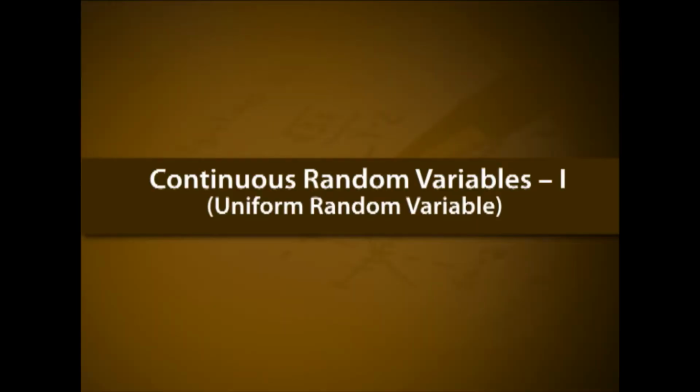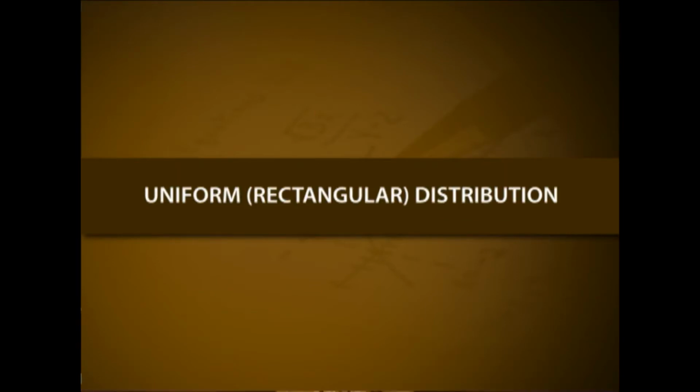Welcome back. In this module, we will discuss continuous random variable part 1, uniform random variable. Uniform or rectangular distribution. A random variable x is said to follow the uniform distribution of the continuous type or rectangular distribution over the interval (a, b) if the probability of x to lie in any subinterval of (a, b) is proportional to the length of that subinterval.